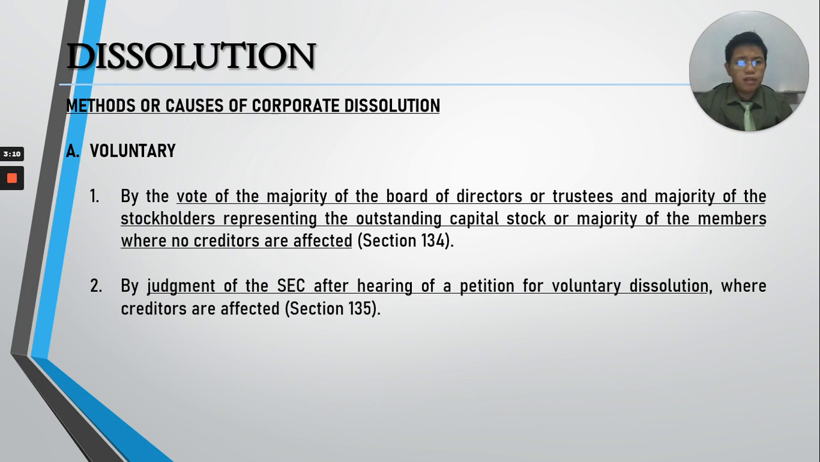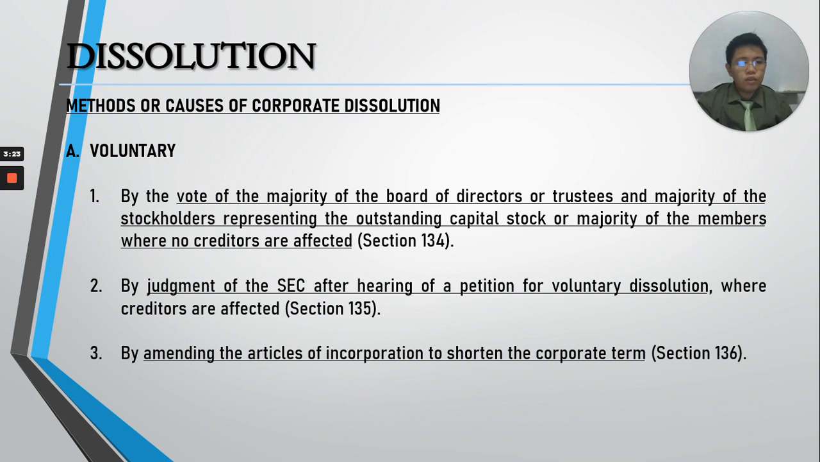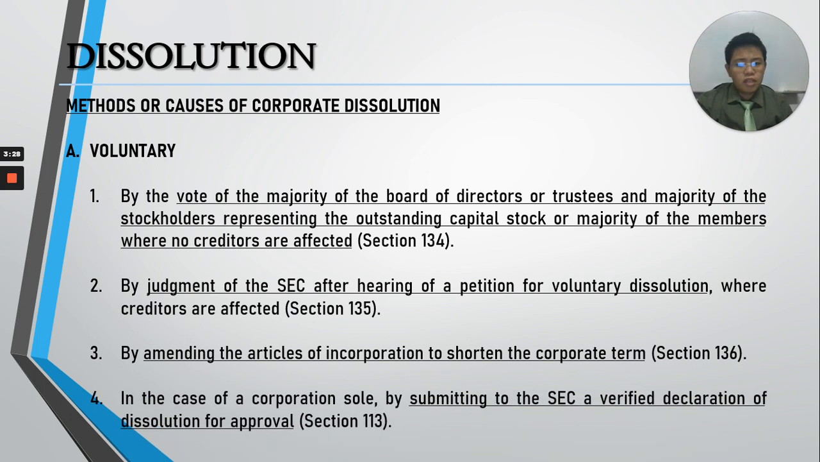In 135, yung consent ng creditors to dissolve, hindi nakuha ng corporation. So, they will file a petition for voluntary dissolution with the SEC. What else? Number three, by amending the Articles of Incorporation to shorten the corporate term, voluntary yan. Number 4, in case of a corporation sole, by filing a verified declaration of dissolution with the SEC. So, we already studied that when we talked about Title 13 noong Chapter 2, with regard to religious corporations.